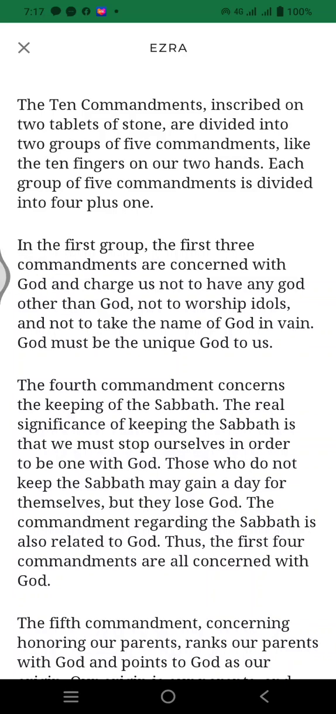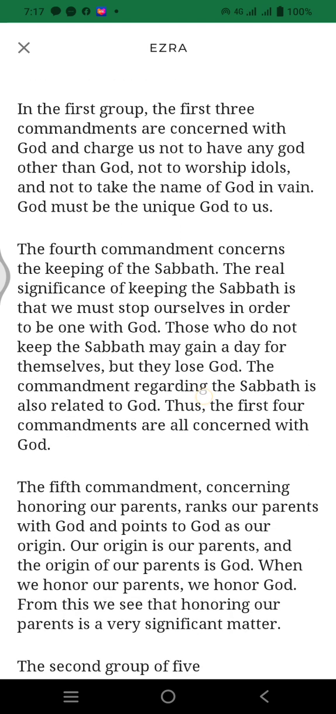The Ten Commandments, inscribed on two tablets of stone, are divided into two groups of 5 commandments, like the 10 fingers on our two hands. Each group of 5 commandments is divided into 4 plus 1. In the first group, the first 3 commandments are concerned with God and charge us not to have any God other than God, not to worship idols, and not to take the name of God in vain. God must be the unique God to us.